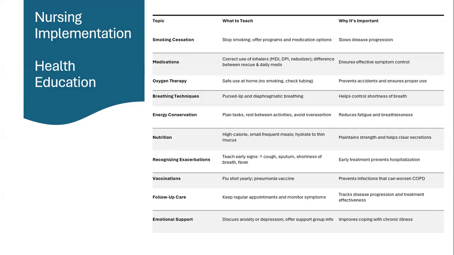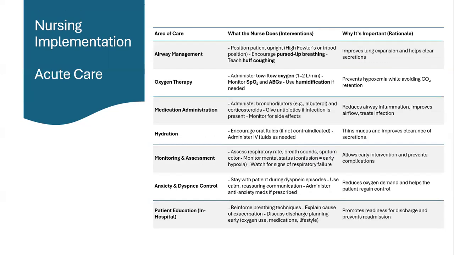There are a lot of topics. You can choose one that is related to your patients, such as maybe the medication, oxygen therapy, breathing techniques, and also emotional support for the patients. And next, these are the nursing implementations on acute care. So there are several things that you need to look at when you have patients in hospital.